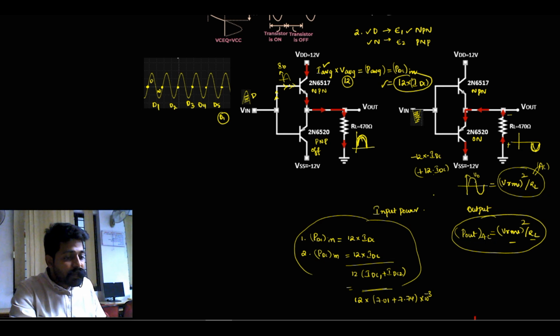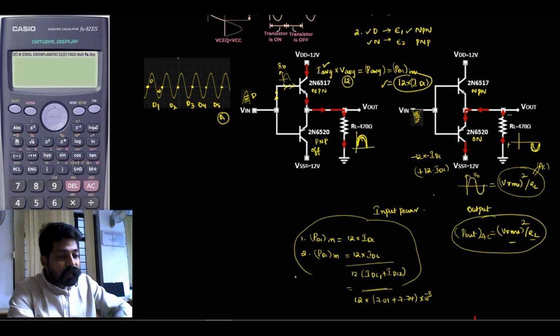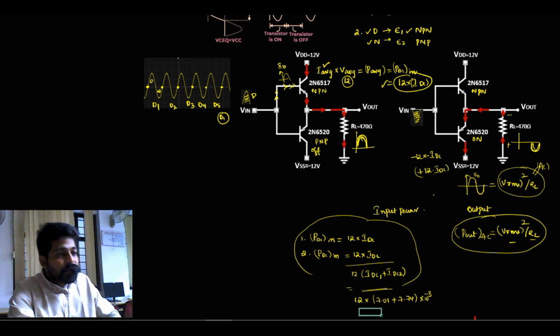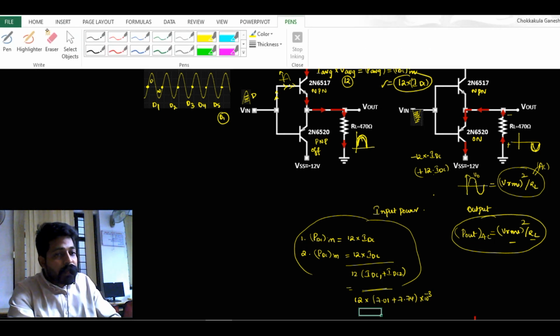So I'll be calculating the input power. It's around 12 times 7.01 plus 7.74, and this value is 177. So now I can say it is around 177 milliwatts.